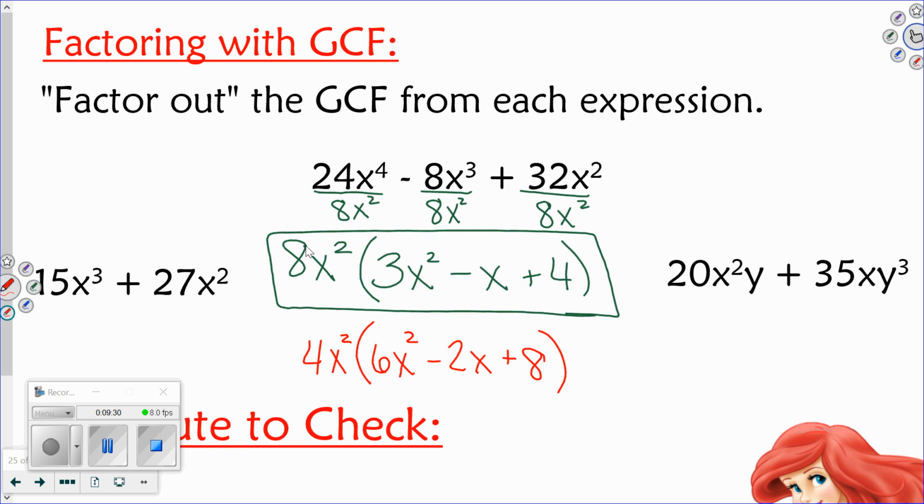I'm not done. The reason how I know, look inside of here. Is there still something common? There's still a 2 common, okay? So that's how you know if you took out the largest thing, because you have to take out the biggest thing. You're a mean parent. You're taking away as much as you possibly can, all right? If you look and there's still something common, you're not done. That's considered not factored correctly. Okay, does that make sense? All right, so always just look for that.